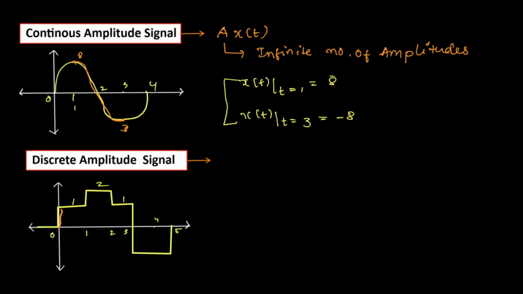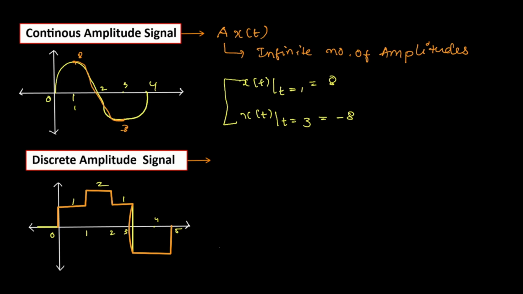For 0, I am having only 0. The discrete amplitude signal will be available for continuous time as well as discrete time. For continuous time, if I am taking 0.1, 0.2, 0.3, my amplitude will always be 1. If I am taking the interval between 1 and 2, it will always be 2. Similarly, from 2 to 3, it will be 1. If I am taking the interval from 3 to 5, then this will be -1, and at 5 it will again come to 0.